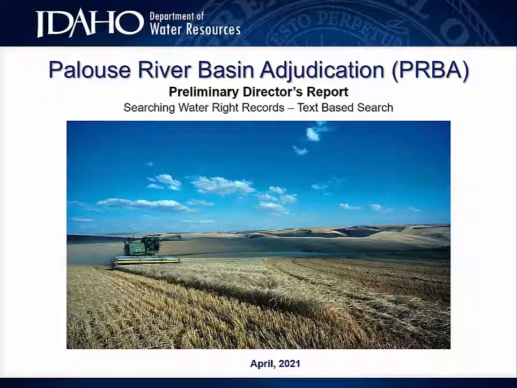This video was created in connection with the mailing of the Preliminary Director's Report for the Palouse River Basin Adjudication. As a result, the demonstration discusses how to search for adjudication claims and recommendation records in order to find information that can be useful in reviewing a preliminary recommendation. With that said, much of the information shown here is applicable to non-adjudication records.